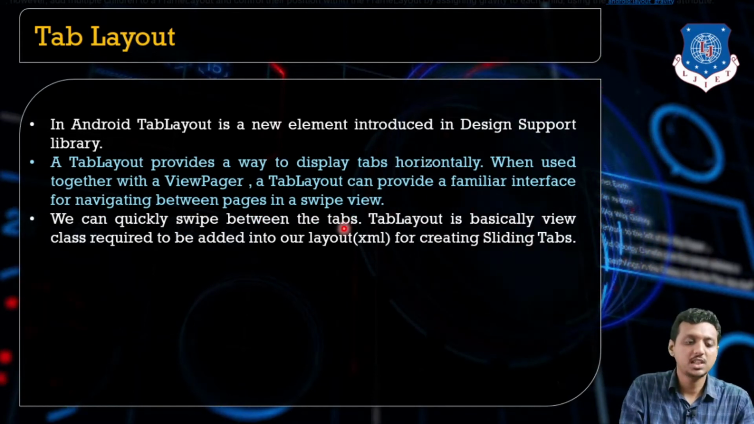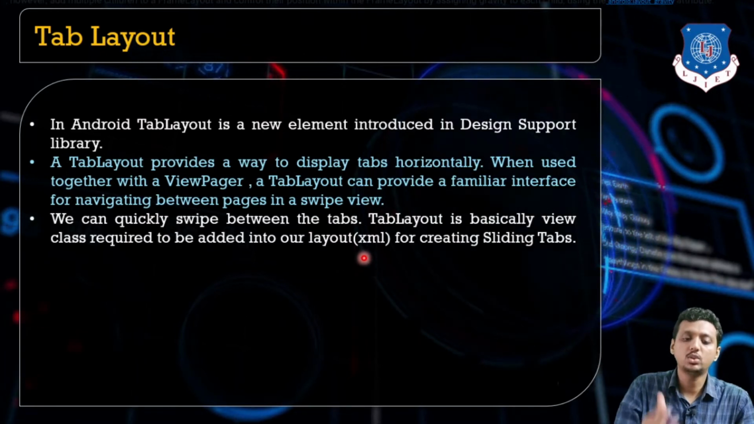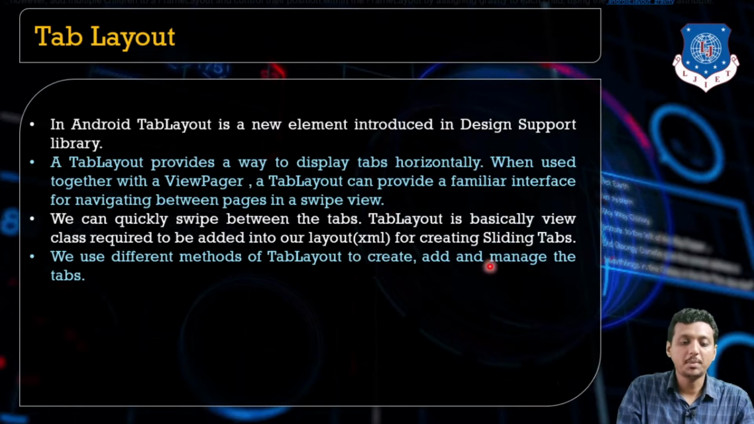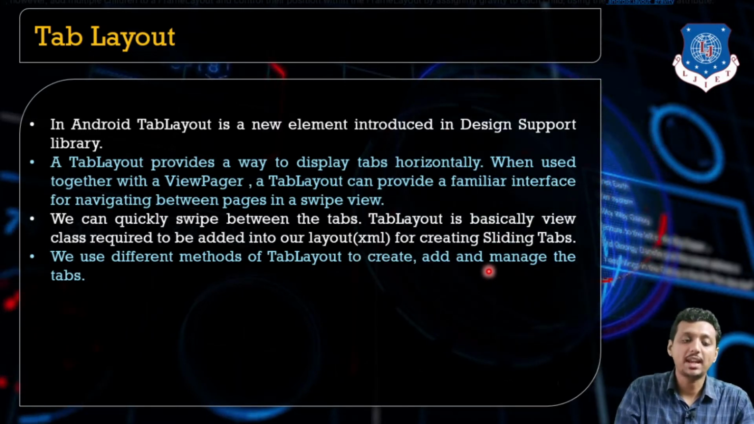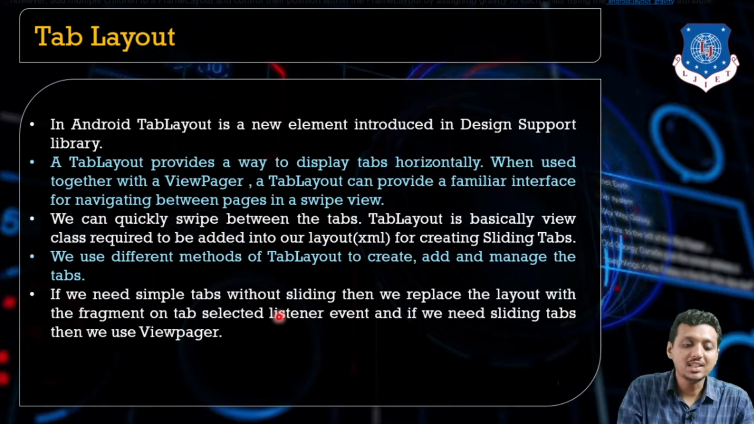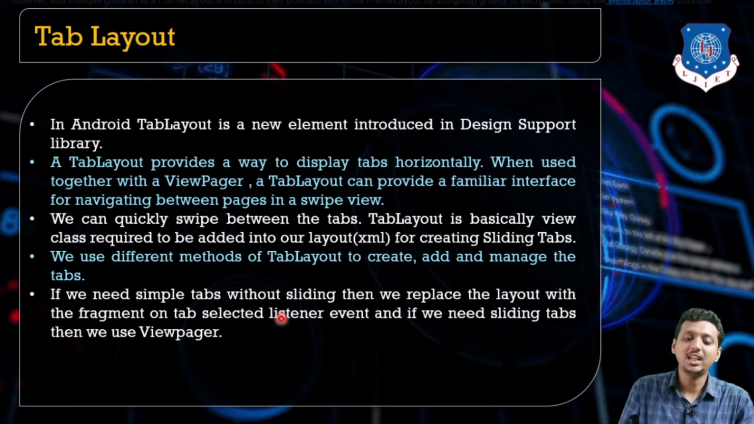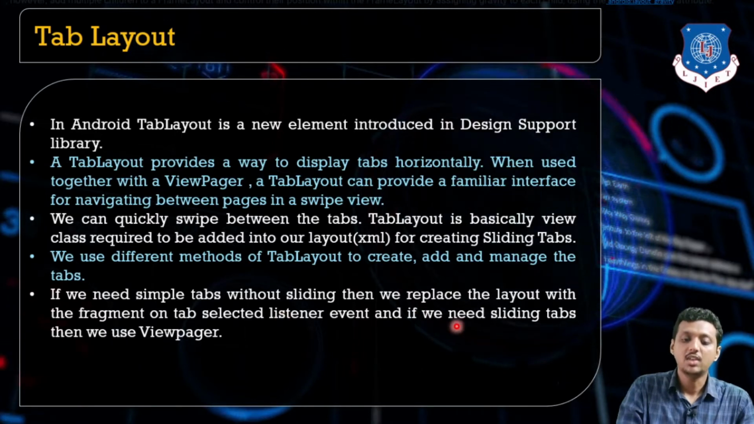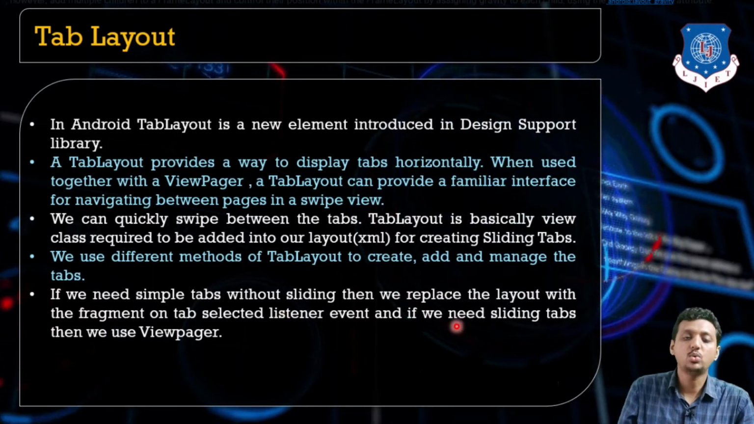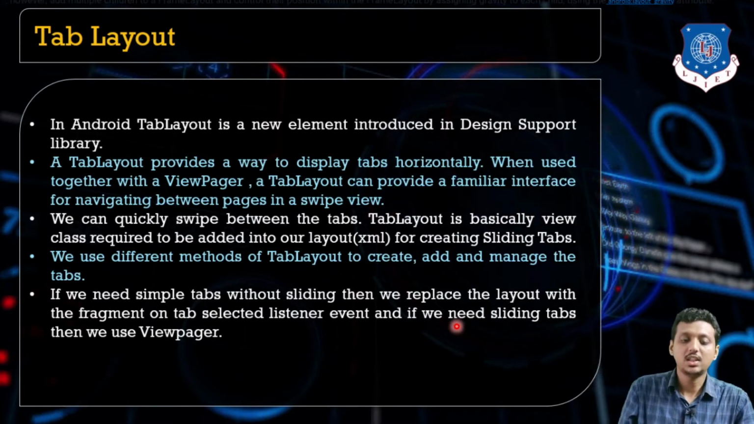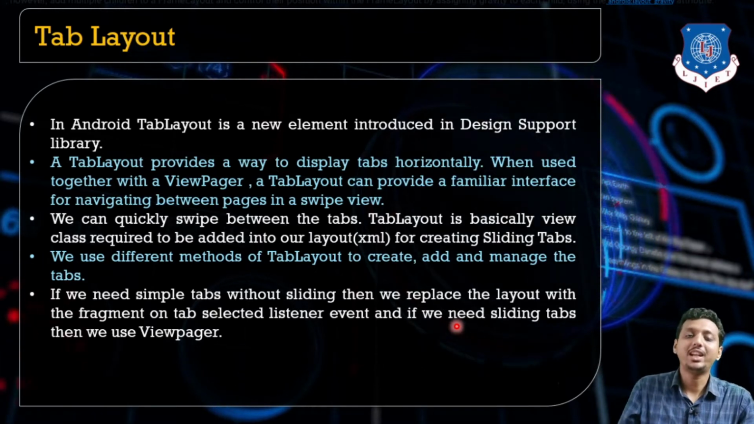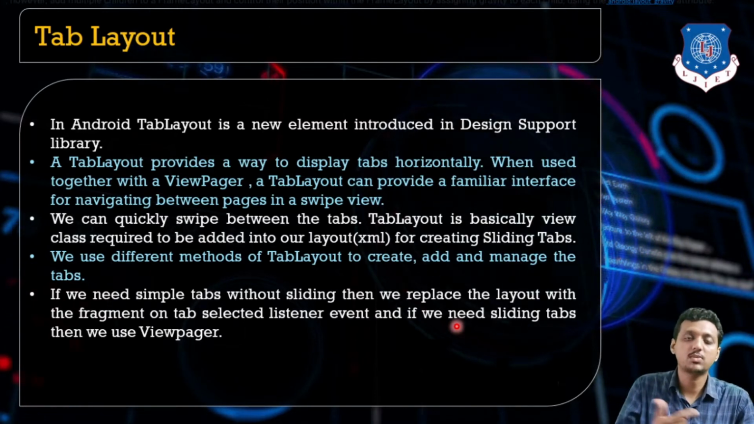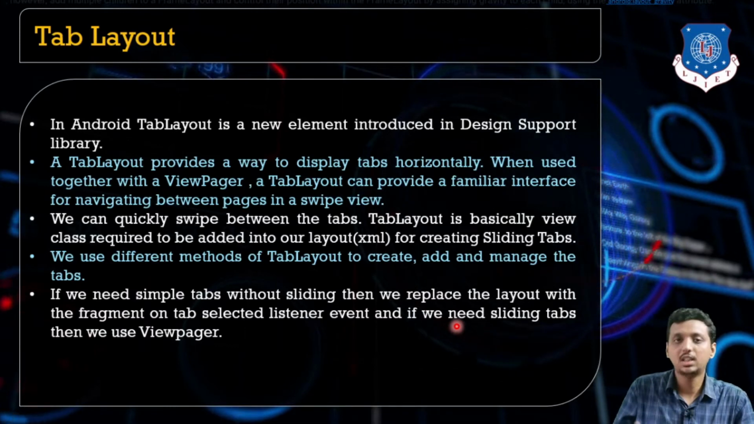The tab layout is basically a view class that is added into the layout XML file as sliding tabs. We can use the different methods of the tab layout to create, add and manage the tabs. If we need simple tabs without sliding, then we can replace the layout with a fragment on the tab selected listener event. If we need to slide the tabs, we can use the view pager, to get the swipe view by using fragments in the tab layout.